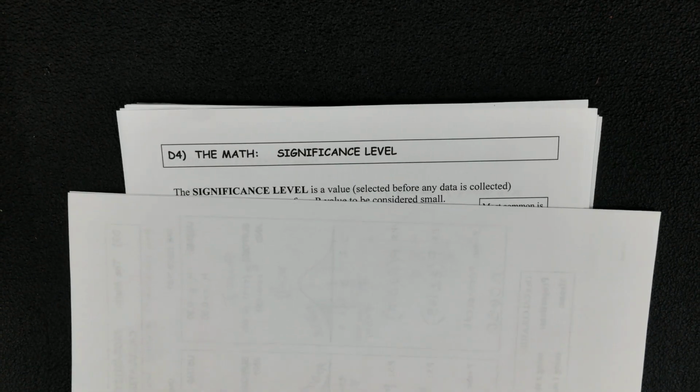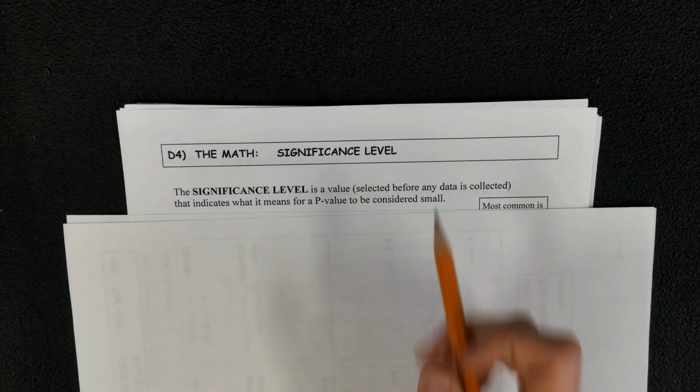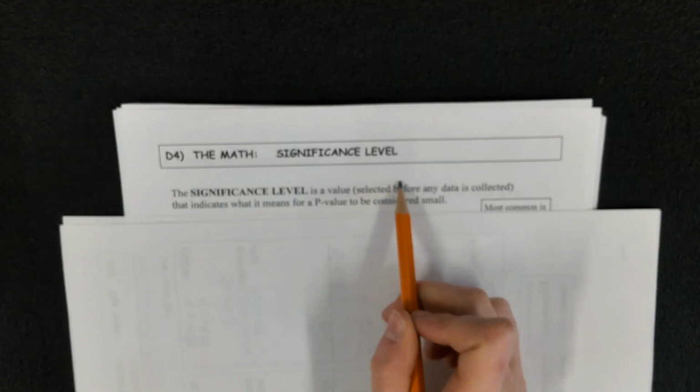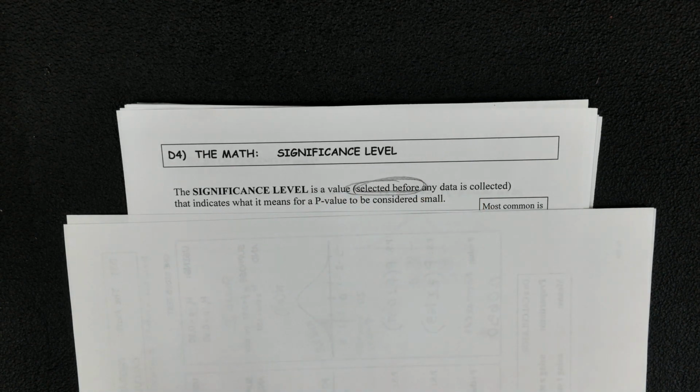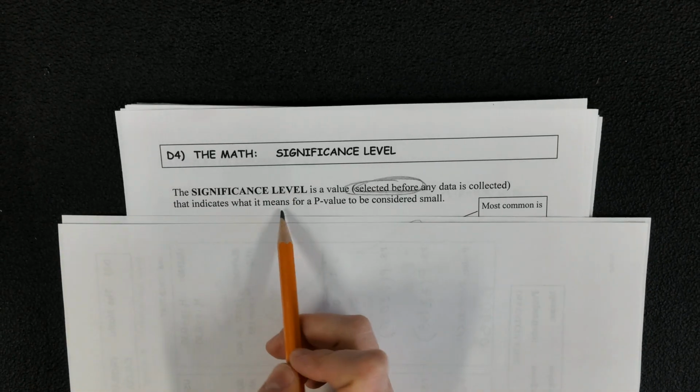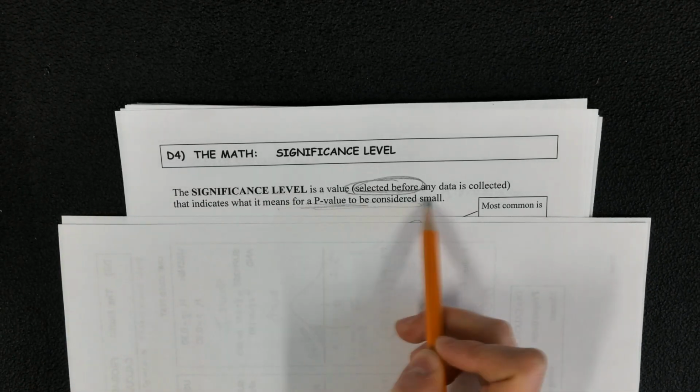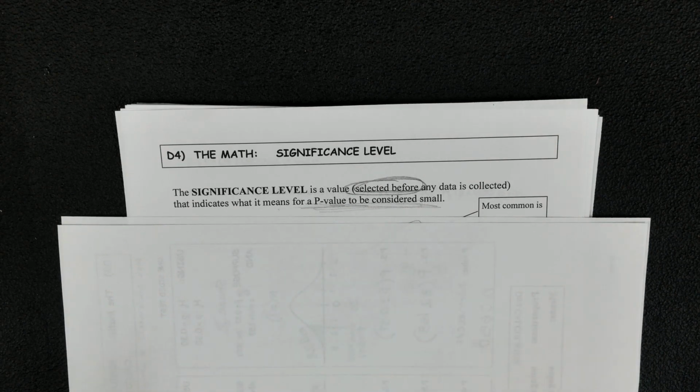So, a significance level is the value selected before any data is collected. It's before. You're going to pick it before and you're saying, okay, what is going to be my rejection region before I start? That's going to indicate what is small for a p-value. So you pick that before, then you go and take your sample statistic, you turn it into a test statistic, and you look at the p-value based on this, and you pick it at the beginning.